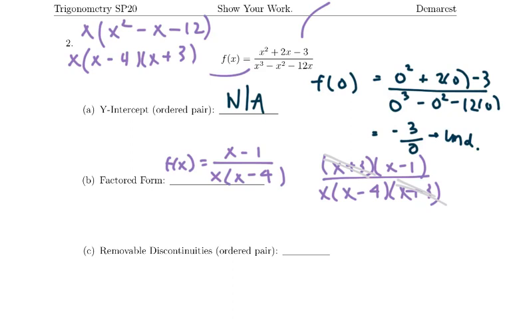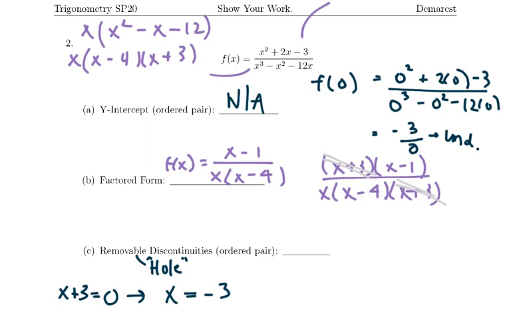X plus 3 is actually going to help us find a discontinuity or a hole in our graph, right? We can also call these removable discontinuities, and they lead to holes in the graph. Let's start with x plus 3 equal to 0. We can see that our hole is going to be at x equals negative 3.